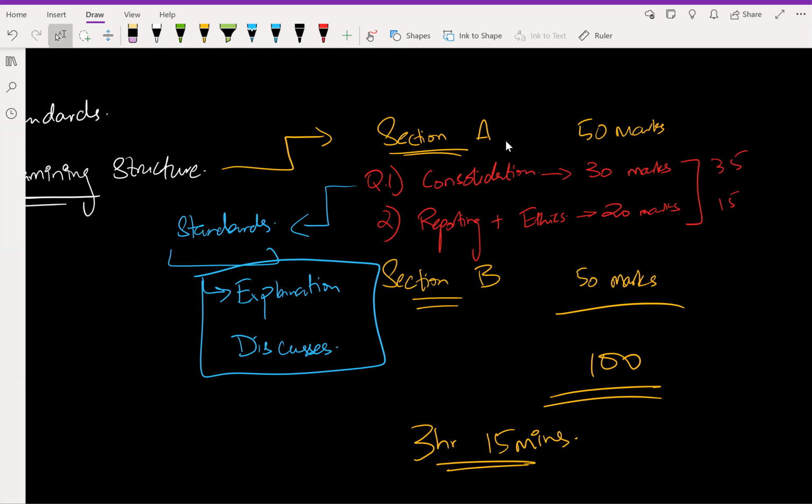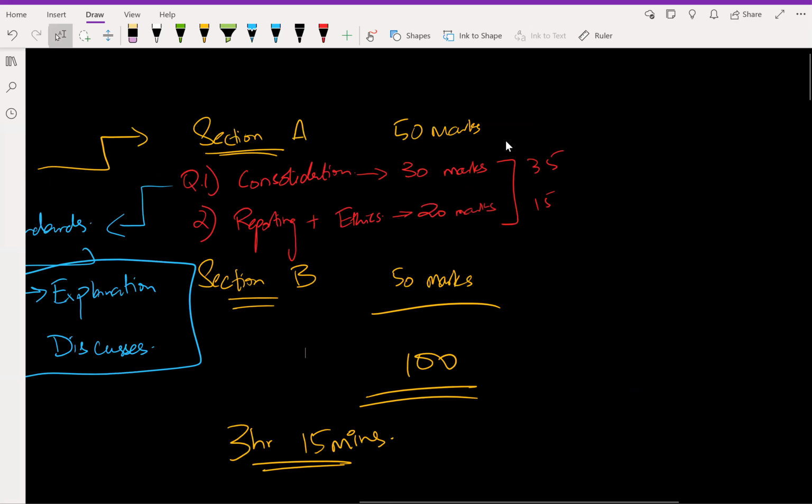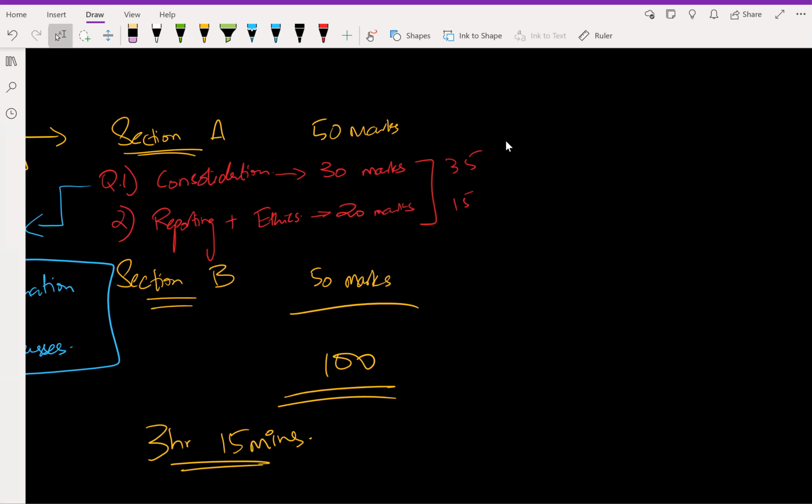Now, when it comes to section B, reporting plus ethics, you get 2 professional marks in question number 2. In reporting plus ethics, you can get any standard within the reporting area: IAS 38, IAS 37, there are other SBR standards as well. And you will get ethical implications. So it will be a scenario which will have an ethical dilemma.